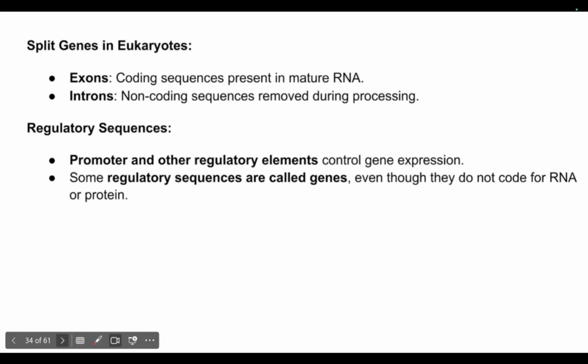In eukaryotes there is a concept of split gene, because out of all the sequence there can be exon and intron. Exon is called the coding sequence, whereas the intron is called the non-coding sequence. The coding sequence will be present in mature RNA, whereas the non-coding sequence is removed during the processing of RNA. Apart from this, there are several other regulatory sequences present. These regulatory sequences can control gene expression. These regulatory sequences can be promoters or regulatory elements.